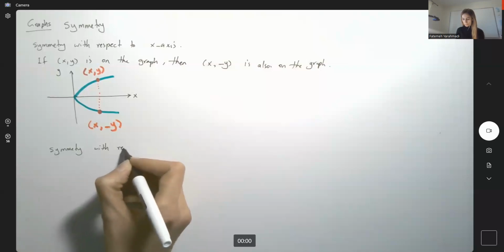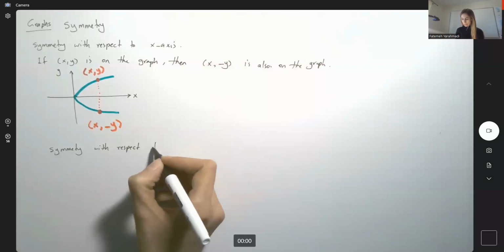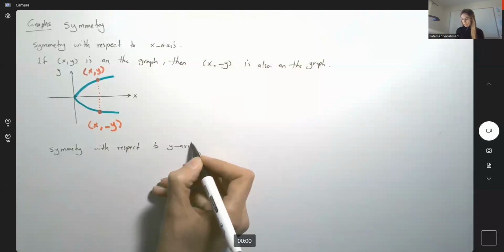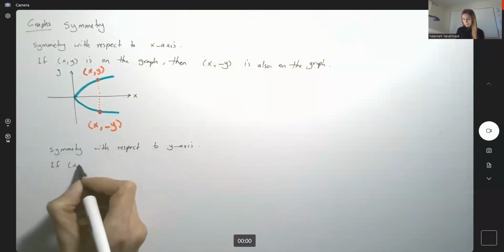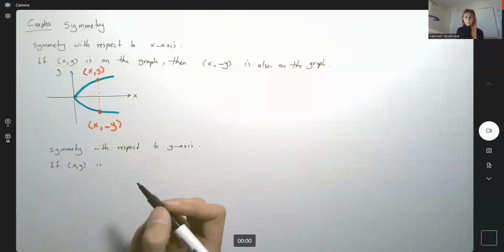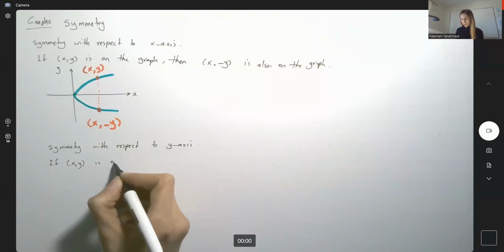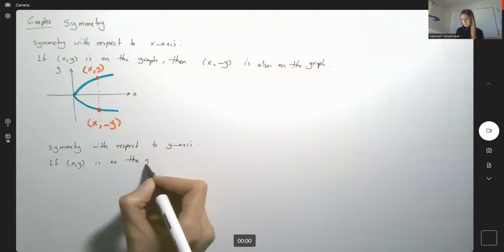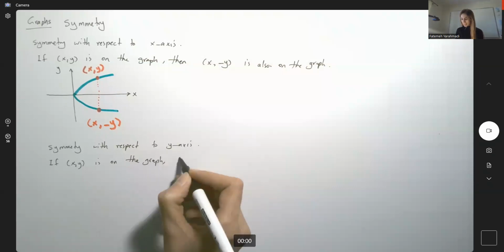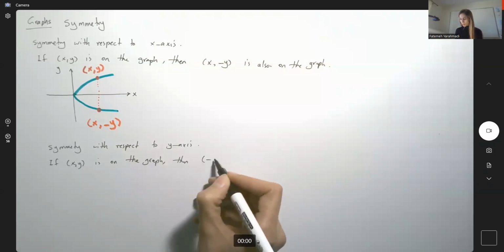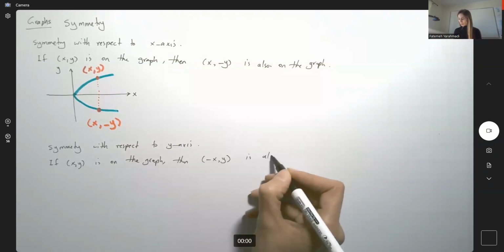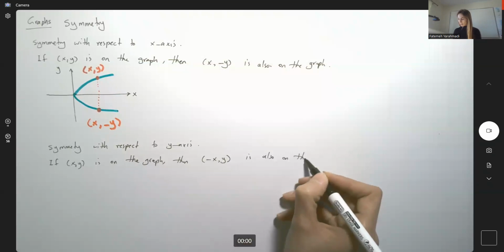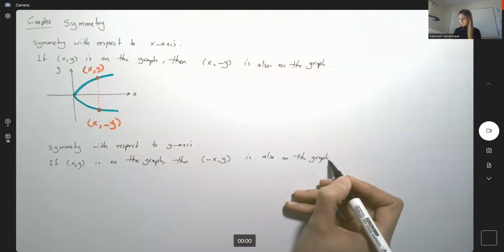We also have symmetry with respect to y-axis. So for y-axis, if x and y is any random point on the graph, then the point minus x and y is also on the graph.